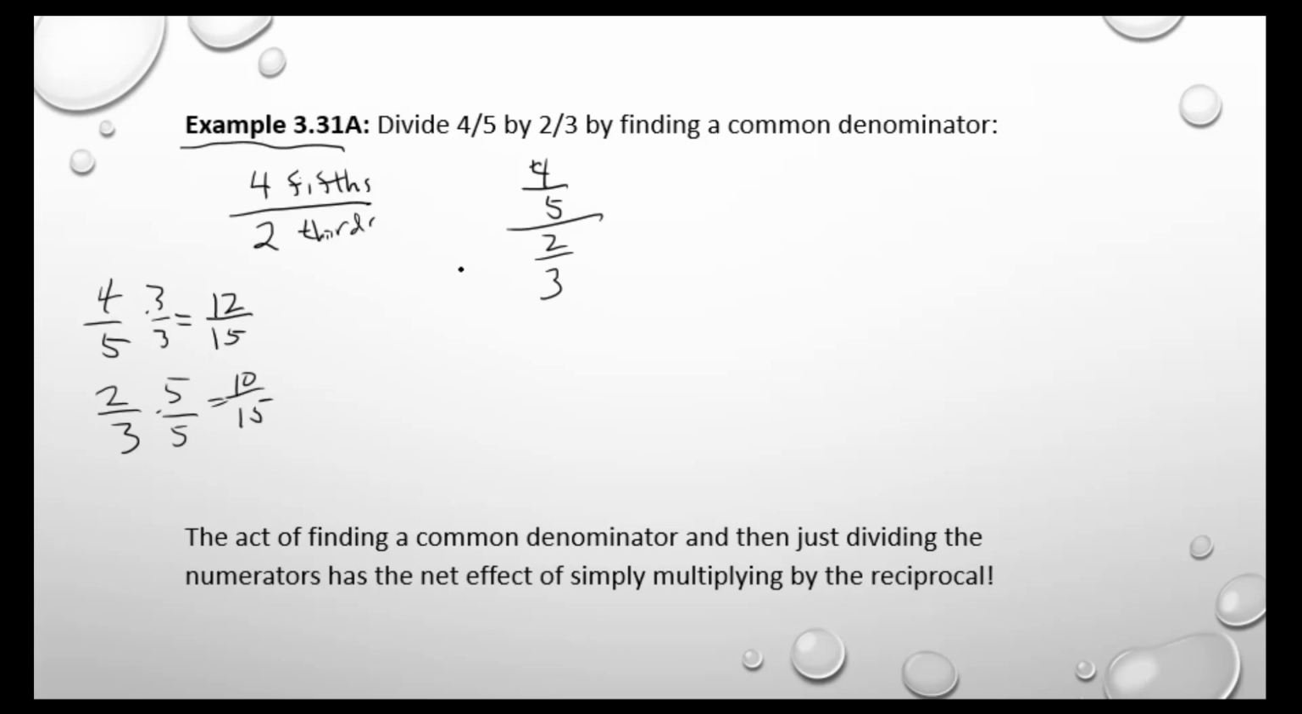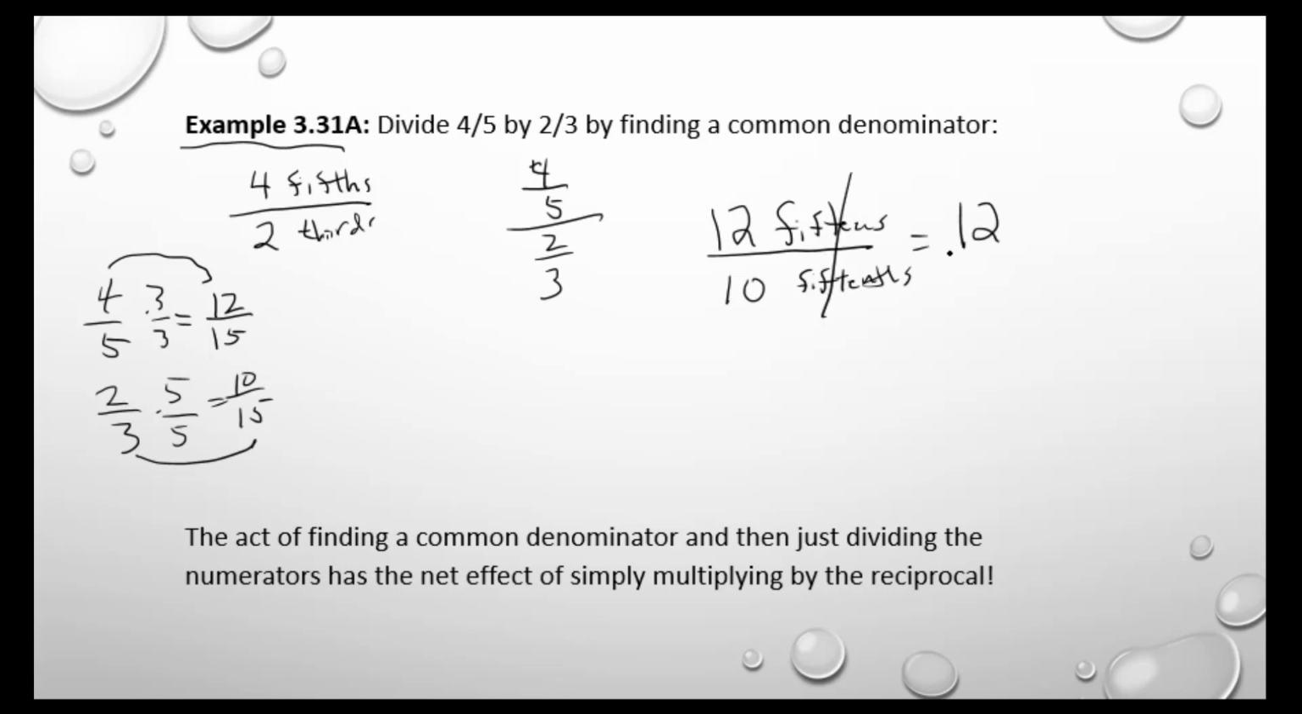So this is the same, right? These are the same number. So now I have 12 15ths divided by 10 15ths. Now the 15ths will cancel, and this will give me 12 over 10. So that is the answer.